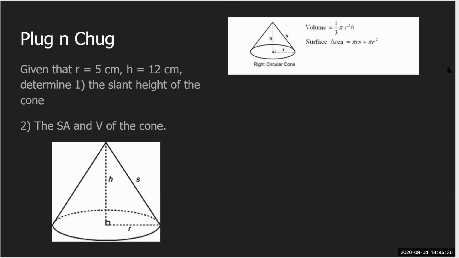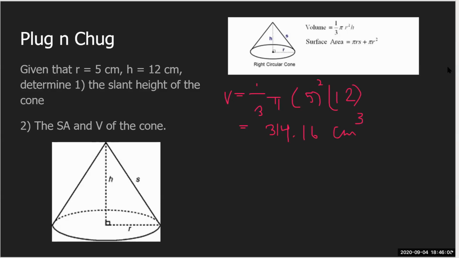So if I put this into my calculator, pi times r squared times h, which is 12, and divided by 3, it would give us 314.16 centimeters squared.